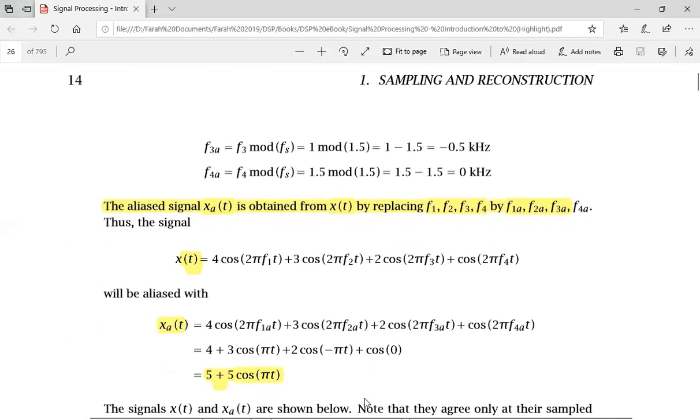Okay, so here the calculations have been done. This f3a has been changed into minus 0.5 kilohertz. It means although f3 was, how much was f3?